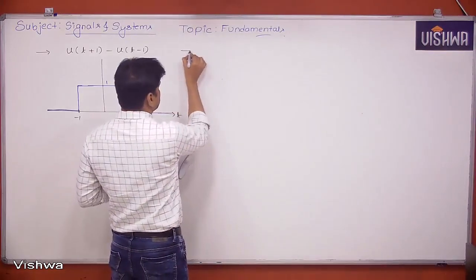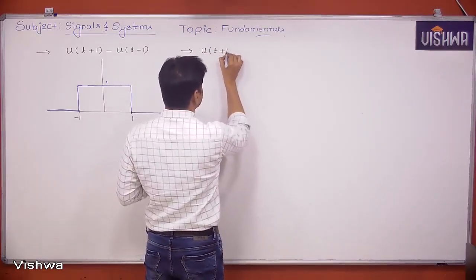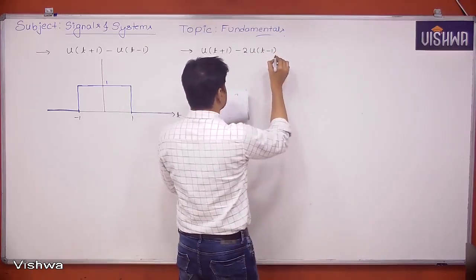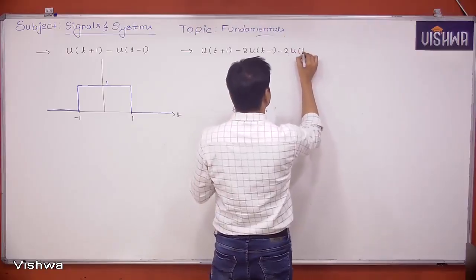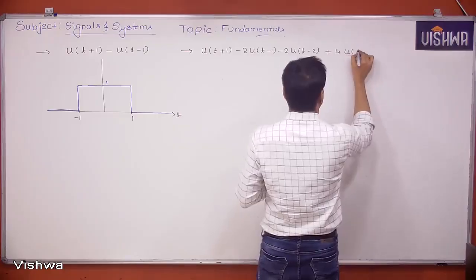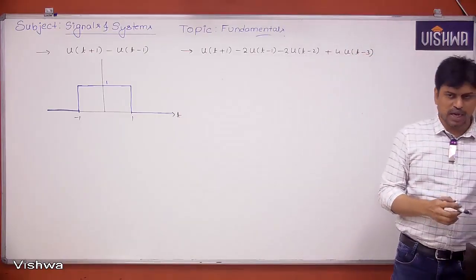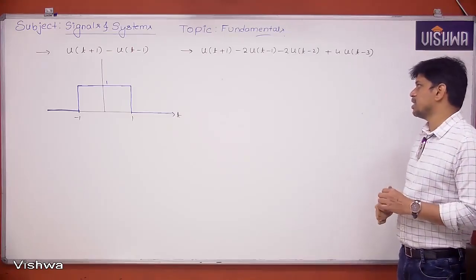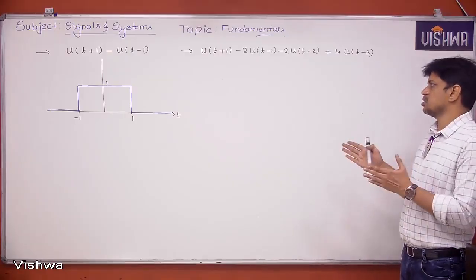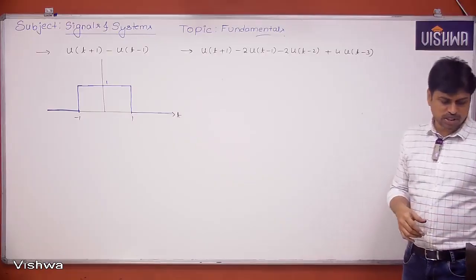Next, draw the waveform for the given expression. U of t plus 1 minus 2 u of t minus 1 minus 2 u of t minus 2 plus 4 u of t minus 3. Please try to draw this one. Again the same thing. First write the discontinuity points in the ascending order and check. Up to the first discontinuity, it is going to be 0 amplitude. From that, what are the jumps, how much it is going to be, like that.